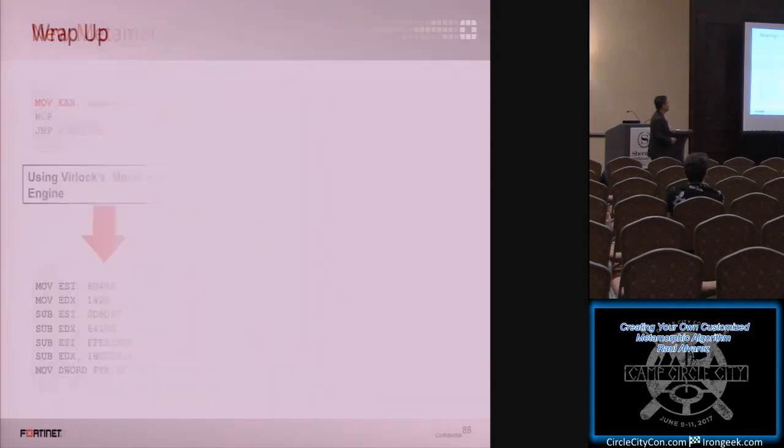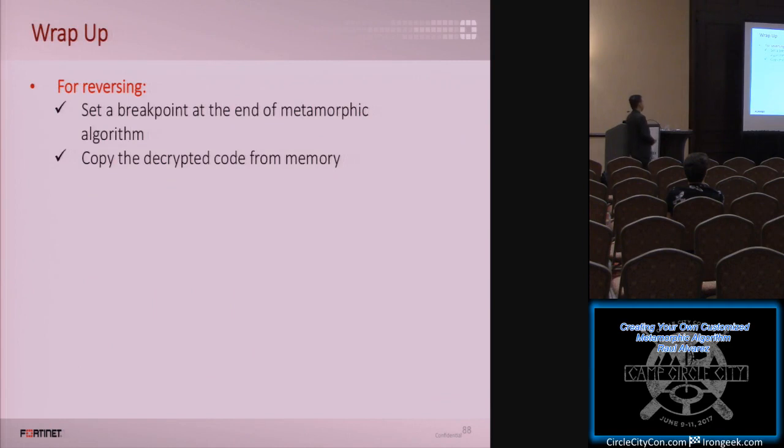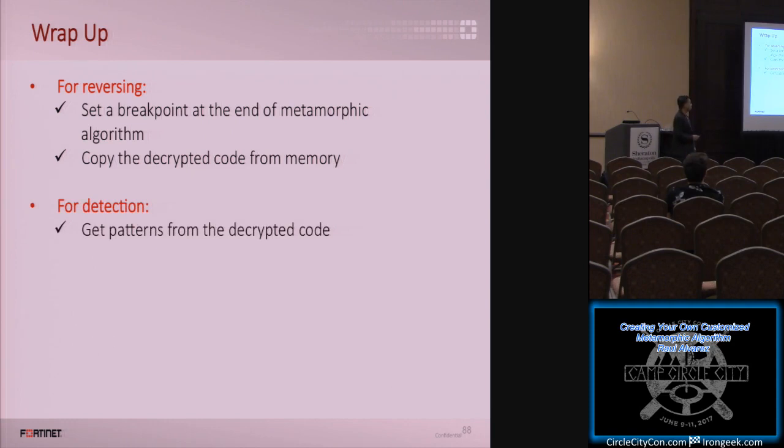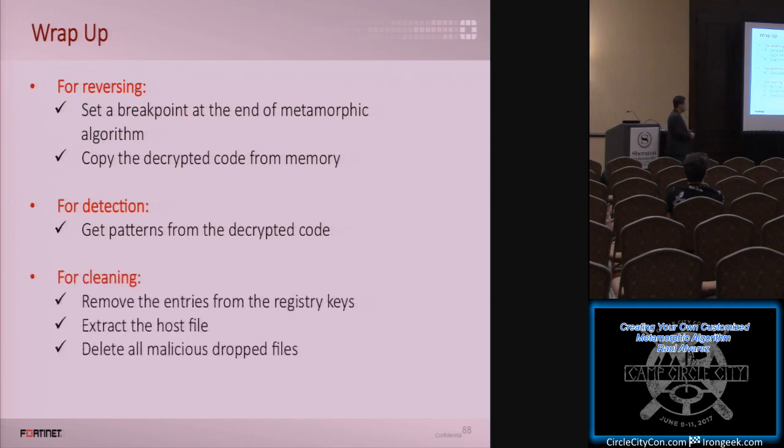For conclusion, we just did the metamorphic engine. For reversing, usually what you have to do is set a breakpoint at the end of the metamorphic algorithm and copy as much decrypted code as you want from the memory. Of course, you have to get patterns from the decrypted code for detection. For cleaning, all you have to do is extract the host file. Sometimes Birlac also has some registry keys, and of course, you have to delete all malicious dropped files. And that's it.